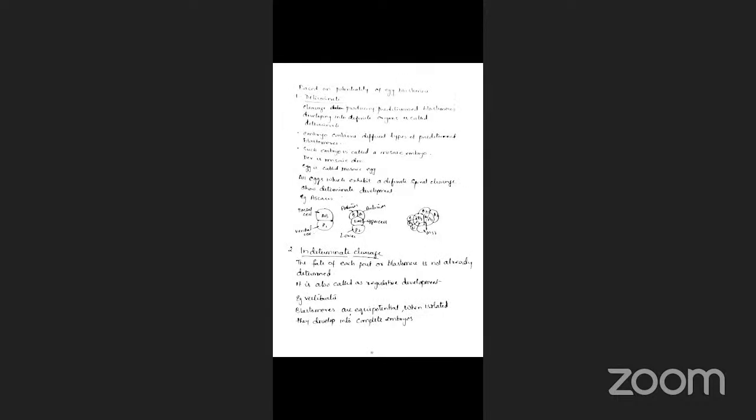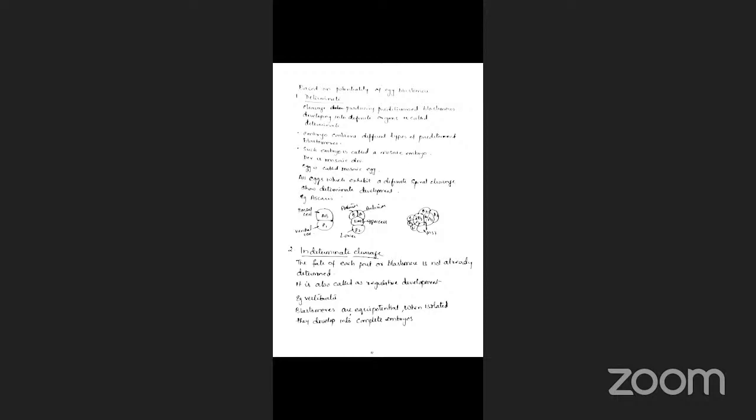Then, based on the potentiality of the egg and how the blastomeres are formed, cleavage can be divided into determinate cleavage and indeterminate cleavage. Determinate cleavage determines the position of a particular type of cell. Cleavage producing predetermined blastomeres that develop into a definite organ is called determinate cleavage. So it will form a dorsal end or a ventral end, the animal pole or the vegetal pole, the anterior portion or the lower portion. That kind of differentiation will be there in the cell.